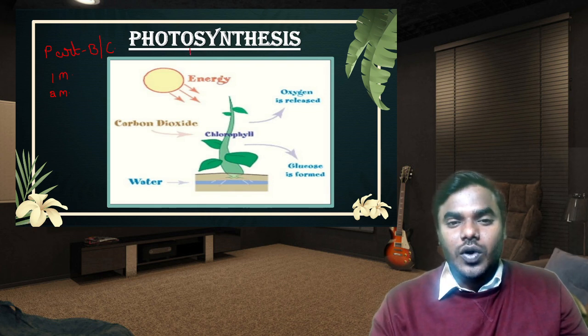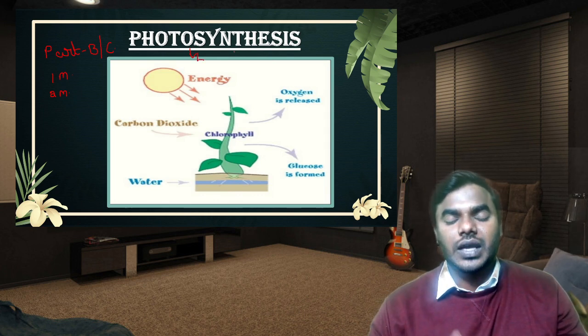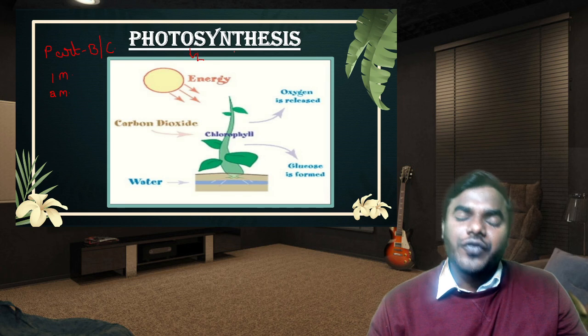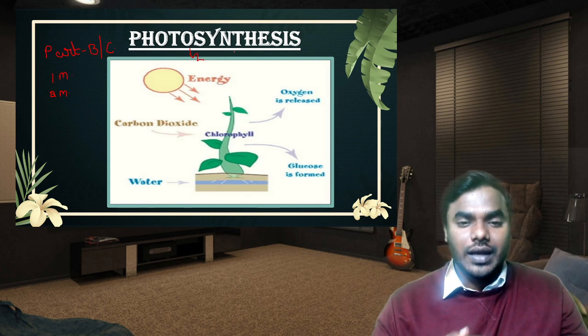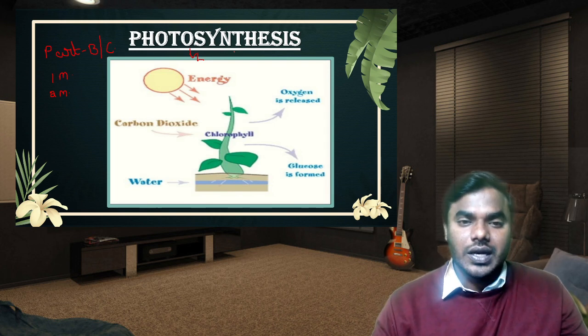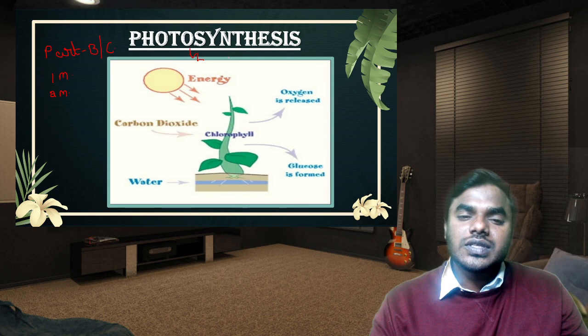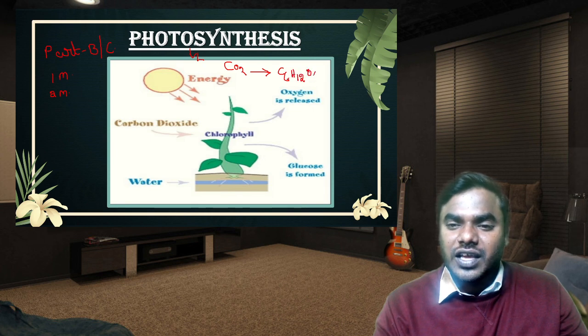Photosynthesis. Friends, what is photo? Photo is light. Synthesis is to make something, to produce something. Actually, what do plants produce? We all commonly know that plants produce their food. What is the food? The food is glucose. So how can they produce glucose? By reducing the carbon into glucose, they are going to prepare their own food.